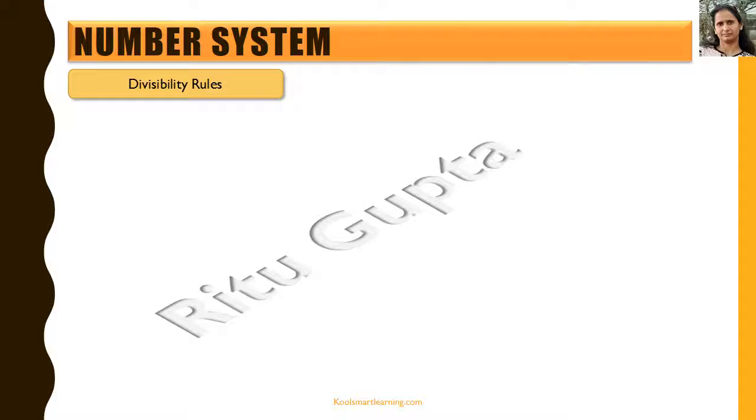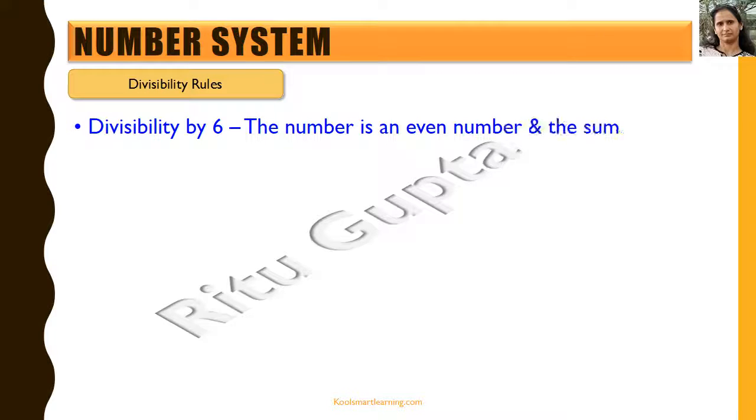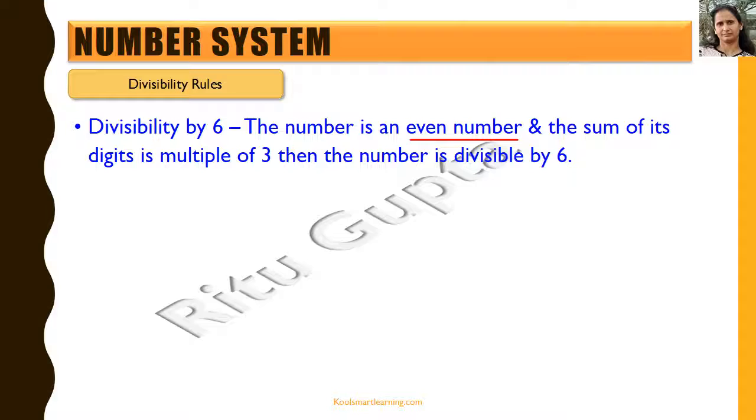Now let's look at the divisibility by 6. If the number is an even number and the sum of its digits is a multiple of 3, then the number will be divisible by 6. Now why do we say that? Because 6 is 3 multiplied by 2. So any number which is divisible by 2 as well as divisible by 3 will be divisible by 6. So for 2 we are saying the number has to be an even number, and for 3 we are saying the sum of its digits is a multiple of 3. So if both these criteria are met, then the number will be divisible by 6.